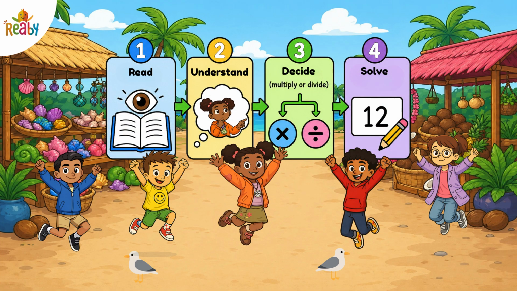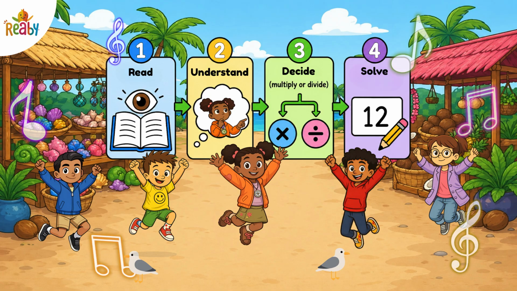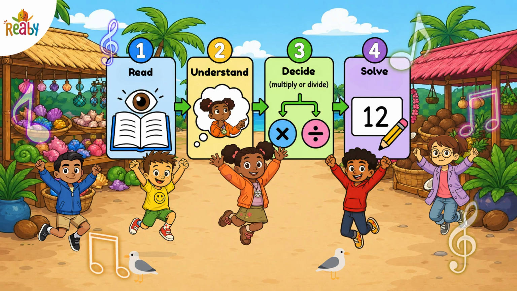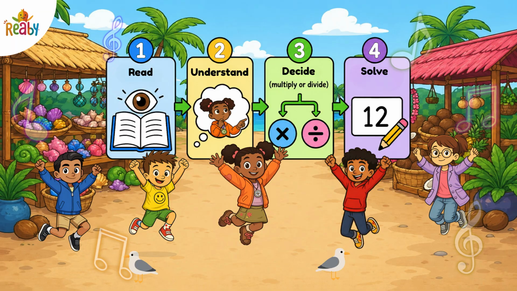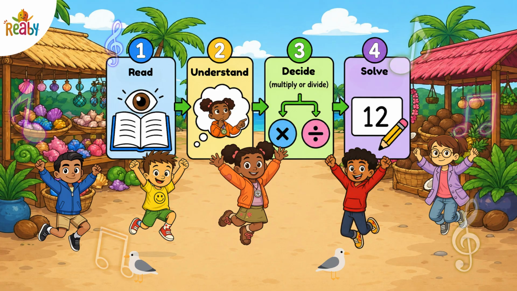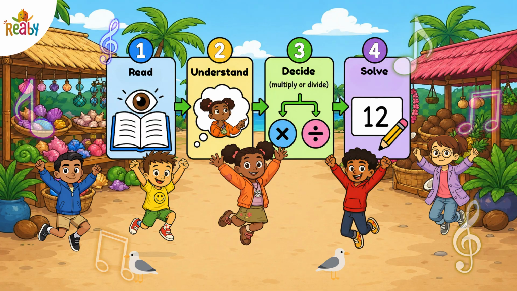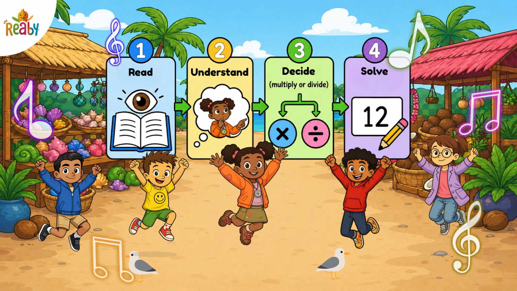Let's sing the word problem song. Read it slow, don't rush through. Find what math you need to do. Read it slow, don't rush through. Find what math you need to do. Groups are sharing, that's the key. Multiply or divide, now you'll see. Read, think, choose, solve.